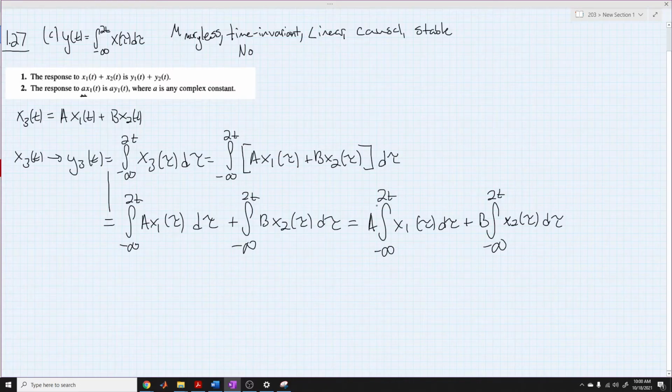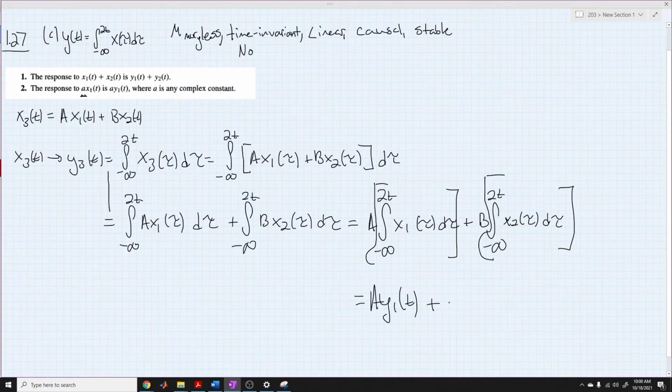And right here, if we look at this and this, well, we know that that's equal to a times y1 of t plus b times x2, or excuse me, times y2 of t. Because from the given information, all we're doing is adding those subscripts. So this system is linear.